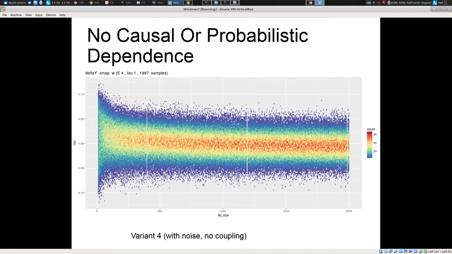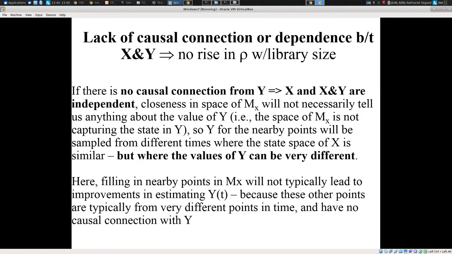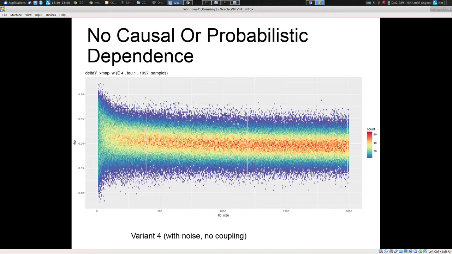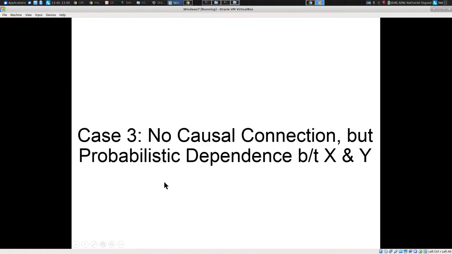Okay? Now, this has noise. There's actually quite some noise added, but there's no causal connection. But it's a noisy system, and it's fairly wide.